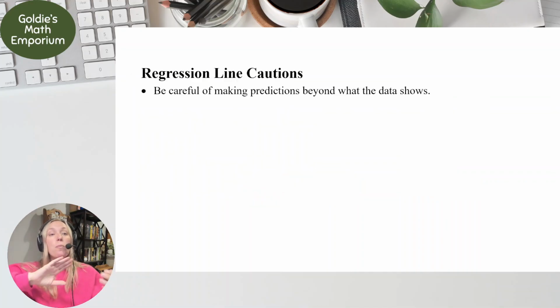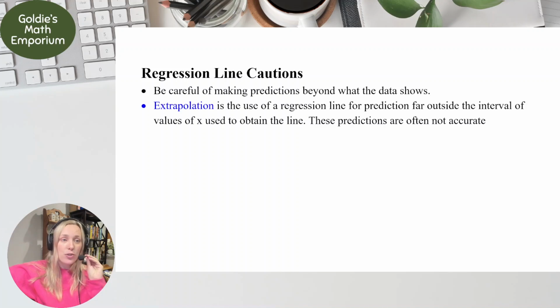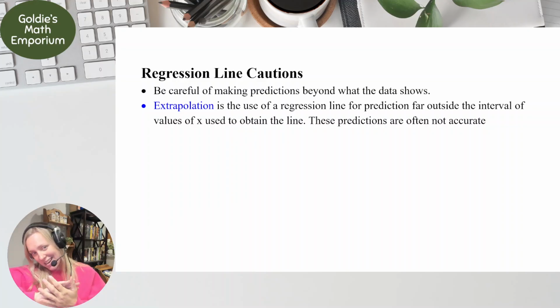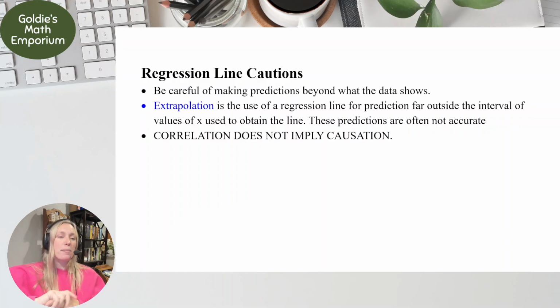Okay. So be careful of making predictions beyond what the data shows. Extrapolation is when we use a regression line for a prediction that is outside the interval of the x values that we used in our data. Predictions are not often accurate, so please be careful of extrapolation.